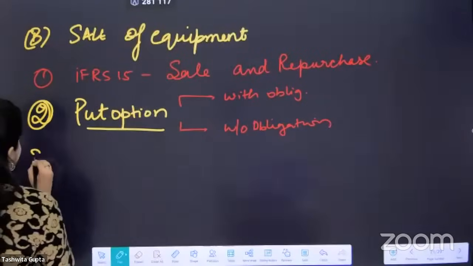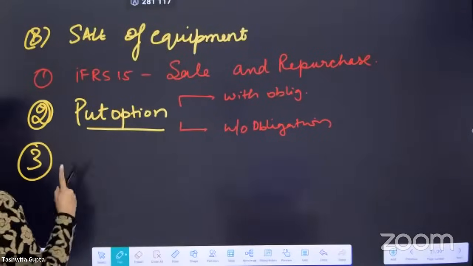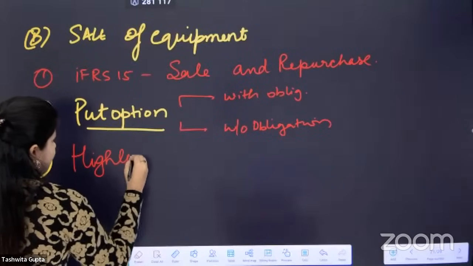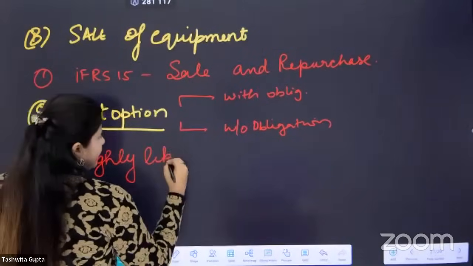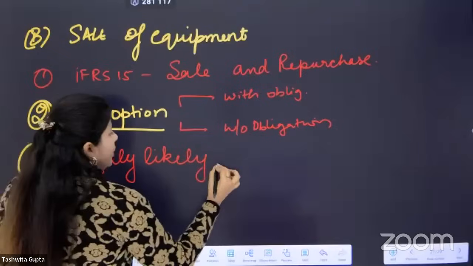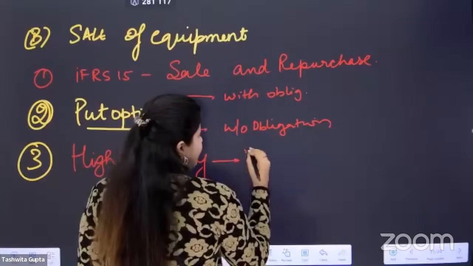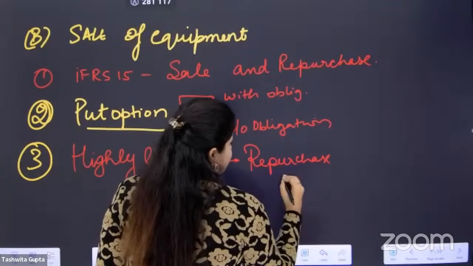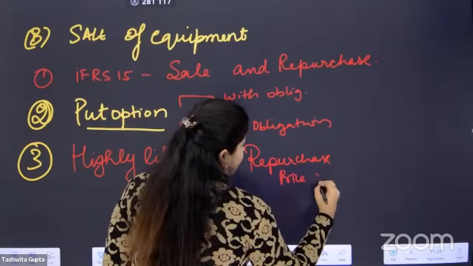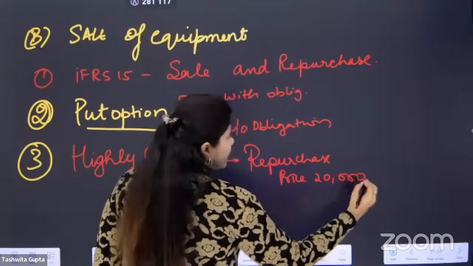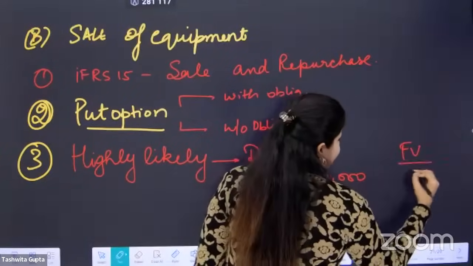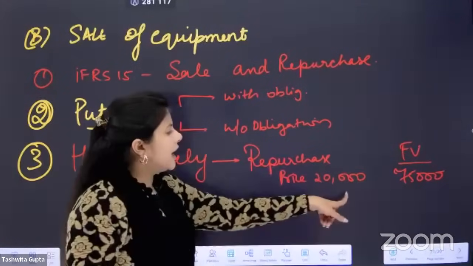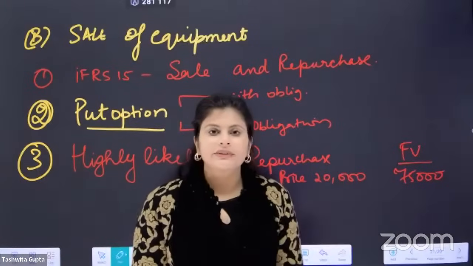We will describe this. We will say it's highly likely that we will take it back. Why? Because its repurchase price is just 20,000 and its fair value is 75,000. So we will just have to pay 20,000 for something whose fair value is 75,000.